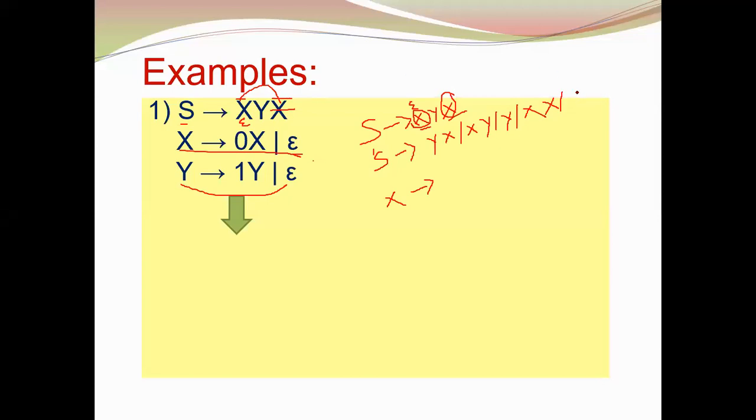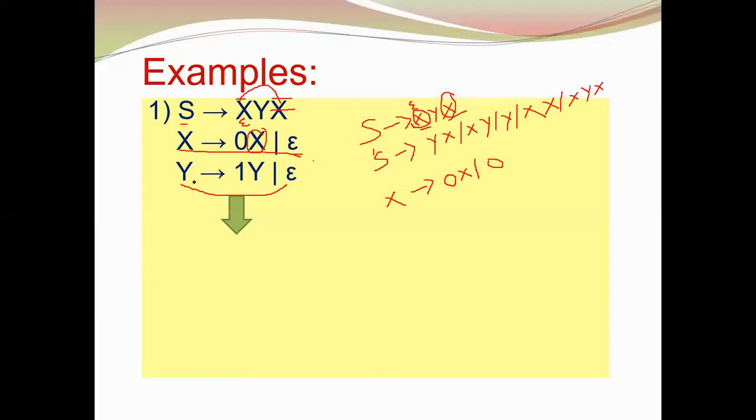Previously we have X Y X. This is my first production, X Y X. After that only I can substitute the epsilon. And here my production is X tends to 0X. I have to write the same thing. After that I can substitute the epsilon. Here only one X is there. If I'm substituting epsilon for this X, what is the value? After removing this, what is my value? 0.